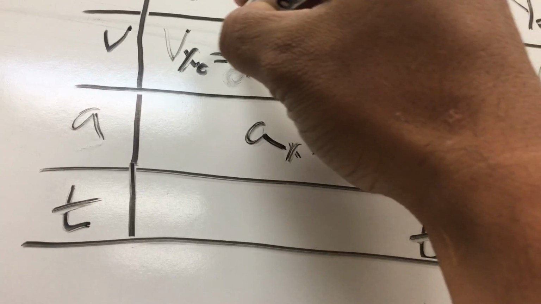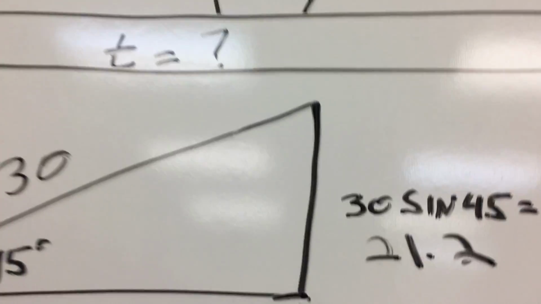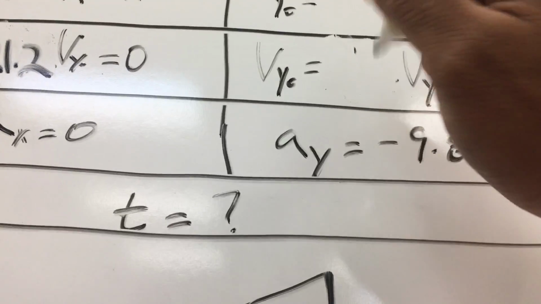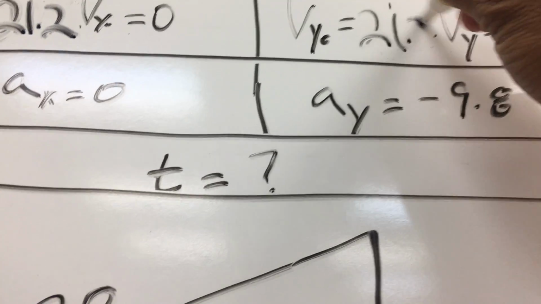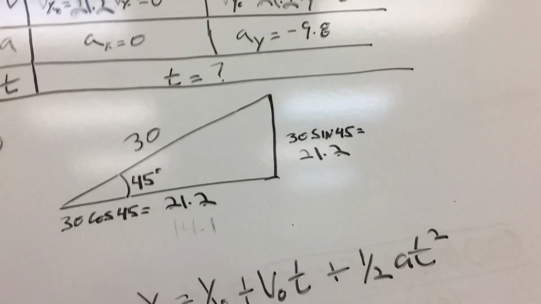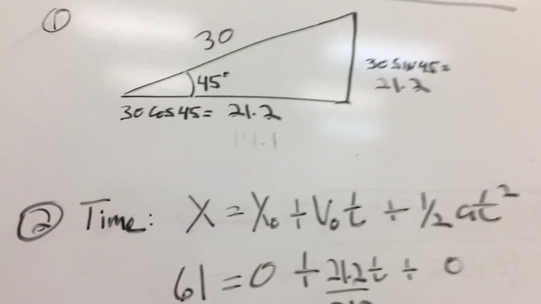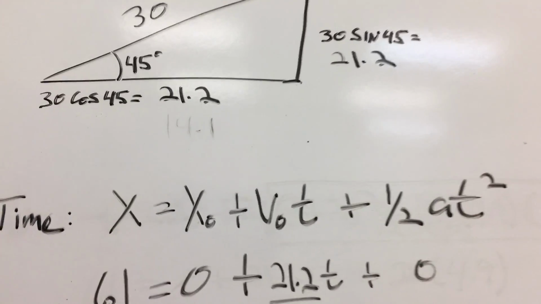21.2. Oops. And then 30 sine 45 for the Y also gives us 21.2. All right, so we have that information there. Now I want to know the time. I want to know how long it's going to take for the ball to get out of the park.